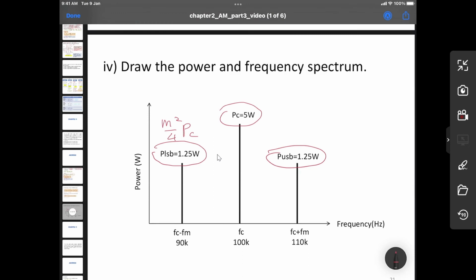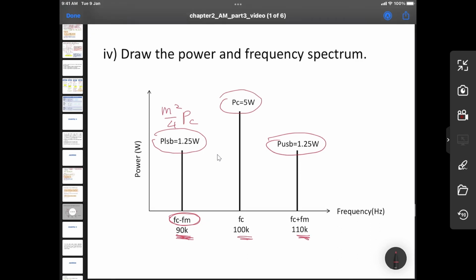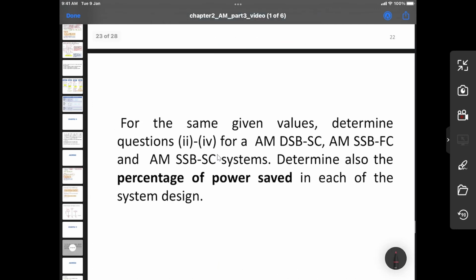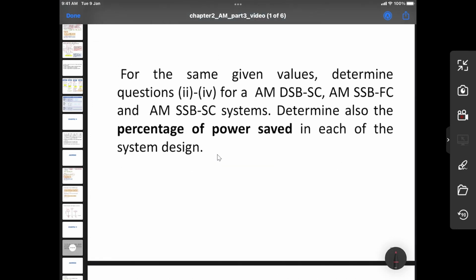Okay, same thing with this here. Don't leave it like FC minus FM. You need to put what is the value there. Okay, that one is very straightforward, right? You should know what is the formula and then substitute into that formula.